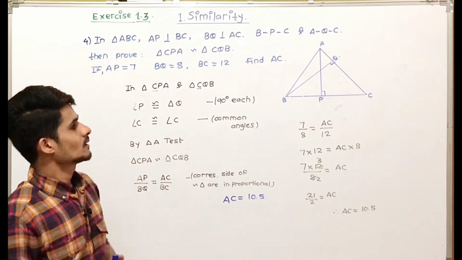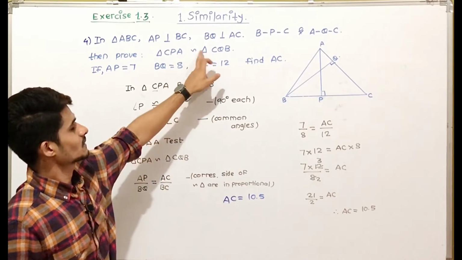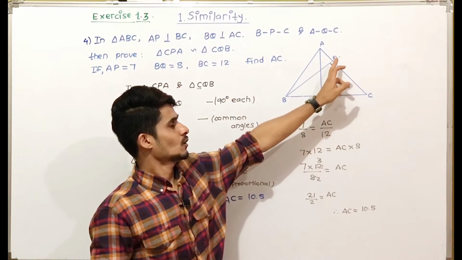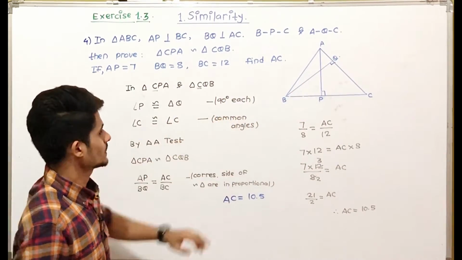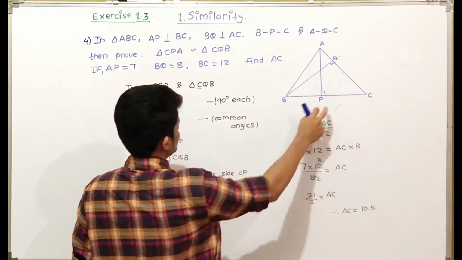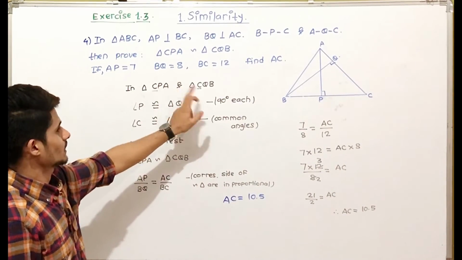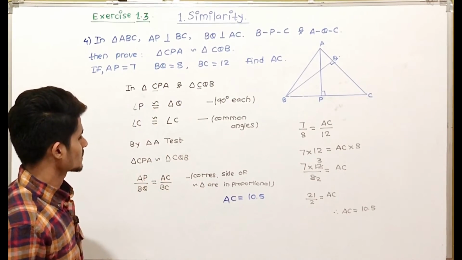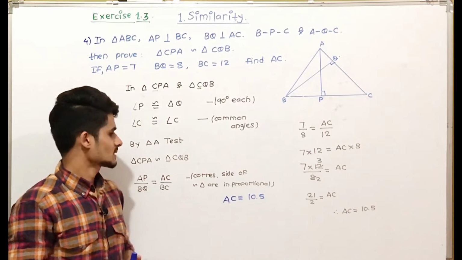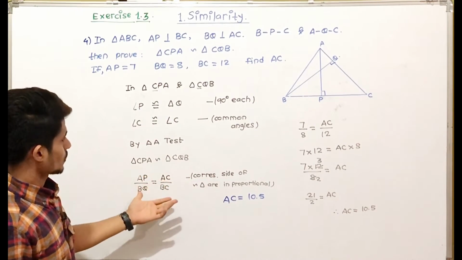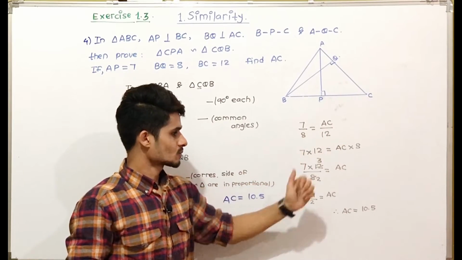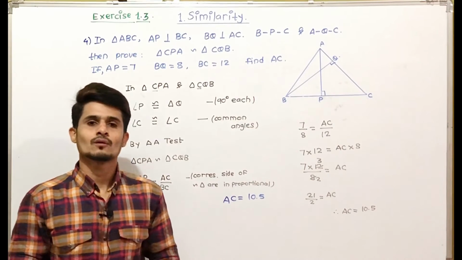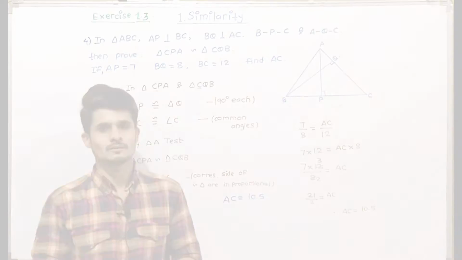So in this sum, we have to check whether the triangles are similar or not. So we'll take angle P congruent to angle Q, 90 degrees each, and angle C congruent to angle C, common angle in both the triangles. So the triangles will be similar by AA test. Once the triangles are similar, we'll take the corresponding sides in proportion, substitute the values, cross multiply, and find the value of AC. So this was question number 4. Similarly, we'll see question number 5.